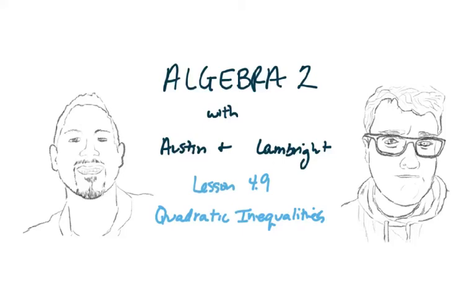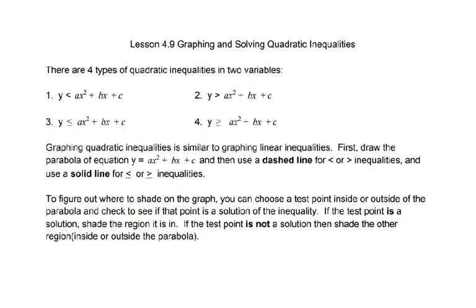It's Mr. Lambright here. We are going to do lesson 4.9, which is all about quadratic inequalities. Remember, inequalities, when we graph them, are the ones that have the shading on the graph. So we want to make sure that we get the shading in the right place, because now we're either shading inside of this parabolic curve or outside. And we'll learn more as we get started.